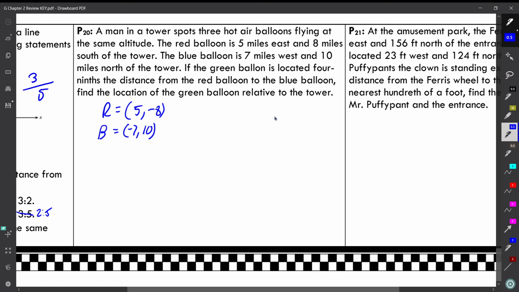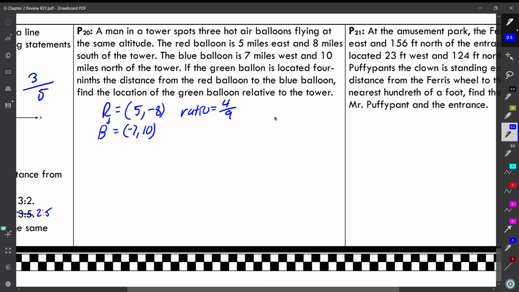If the green balloon is located 4/9 the distance from the red to the blue. So we're going from red to blue. Red, R, is my initial, B is my terminal. So the green balloon is located 4/9 the distance, so my ratio is 4/9. We're going to find the location of the green balloon relative to the tower.